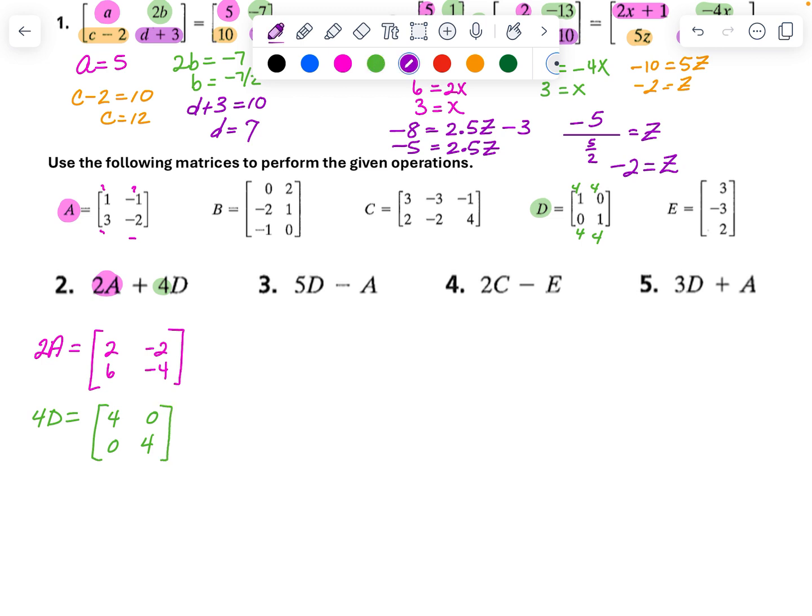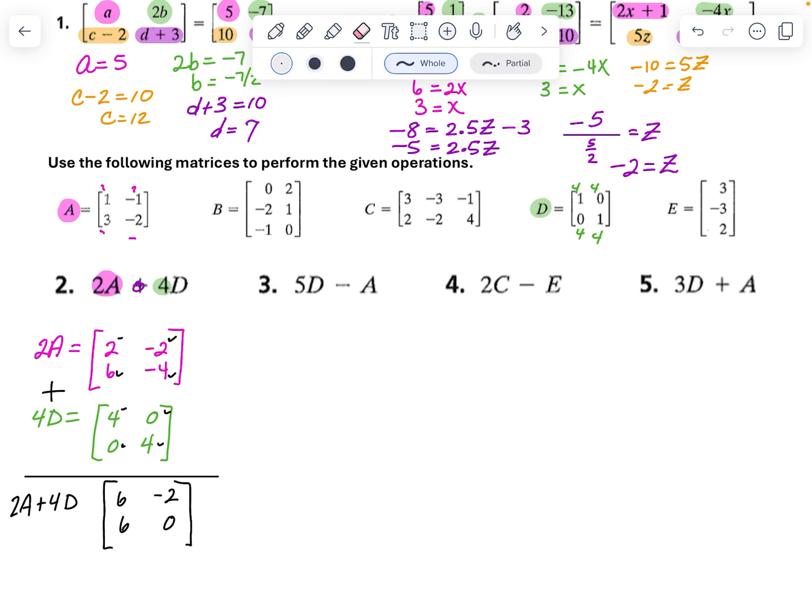And then the problem says to add them together. So we're going to go a big plus here. And then that's going to give us 2A plus 4D. 2 plus 4 is 6. Negative 2 and 0 is negative 2. 6 and 0 is 6. And negative 4 and positive 4 are 0. So that should be our answer. Okay, so next one.